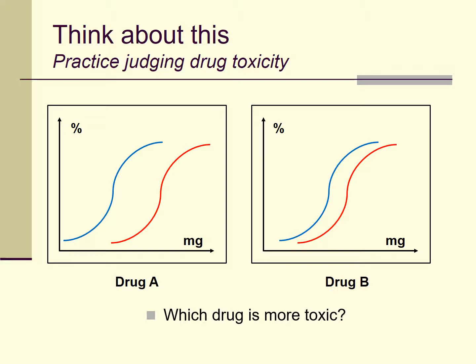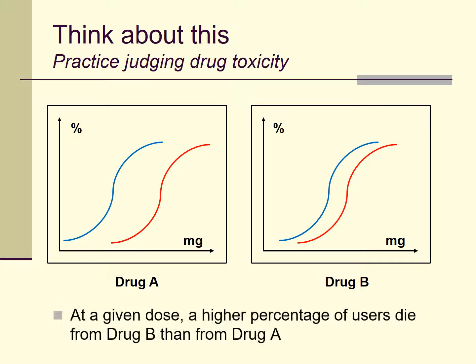So again, which drug is more toxic? And the answer here is that drug B is more toxic, and the reason we can know that is at any given dose, a higher percentage of users will die from the use of B than they will from the use of A. So to represent that, I've drawn a dotted line at about the midpoint on the x-axis in each of these two graphs, and you can see for drug A, at a given dose, whatever that is, 50 milligrams, let's say, a high percentage of people for drug A are getting the desired effect, and a relatively low percentage of people are dying, which is good, right?